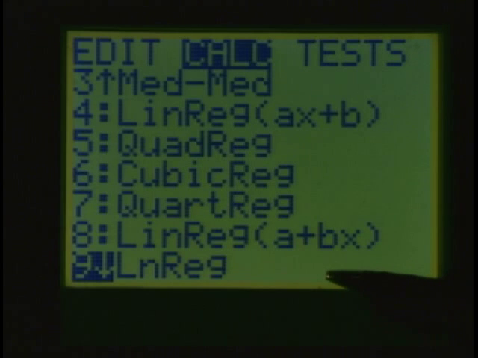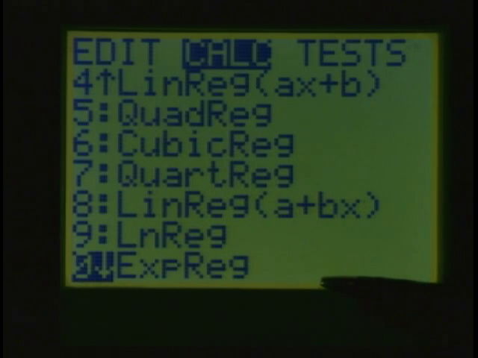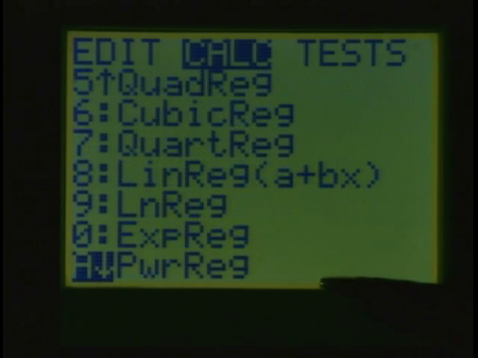This is called natural logarithm curve fitting. We'll get to that kind of thing later in the course. Exponential type of behavior. And then a type of model, power function model. So which one might you select based on that scatter diagram we saw?